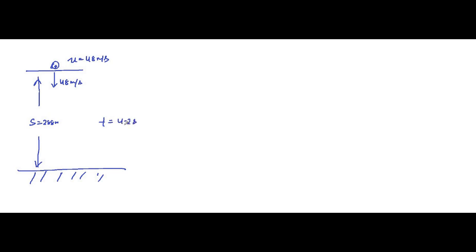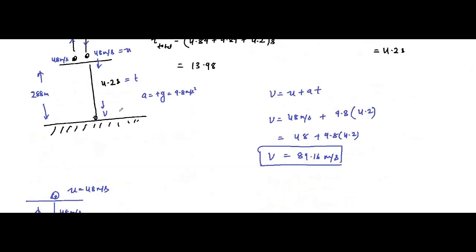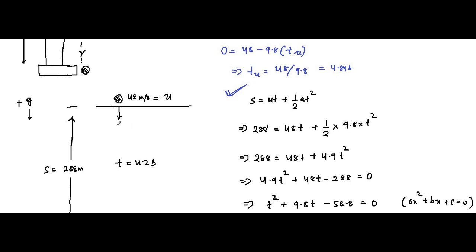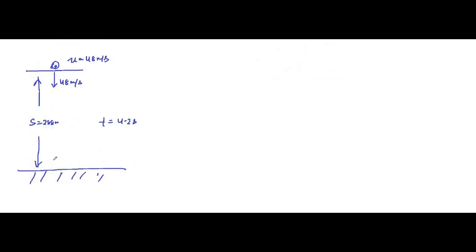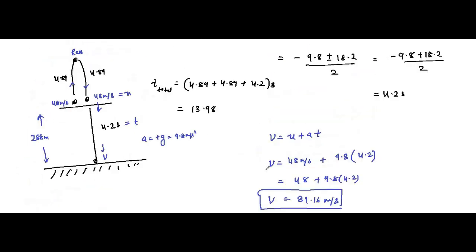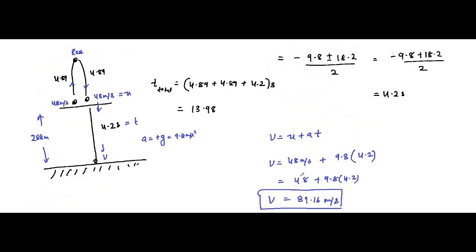It is the same case as the downward journey of the stone from the platform where it was thrown to the ground. In the first case, the second part of the journey is the same as the downward journey of the second stone. So same, t equals 4.2 seconds, and the final velocity with which it strikes the ground is the same, 89.16 meters per second, because every parameter is the same.